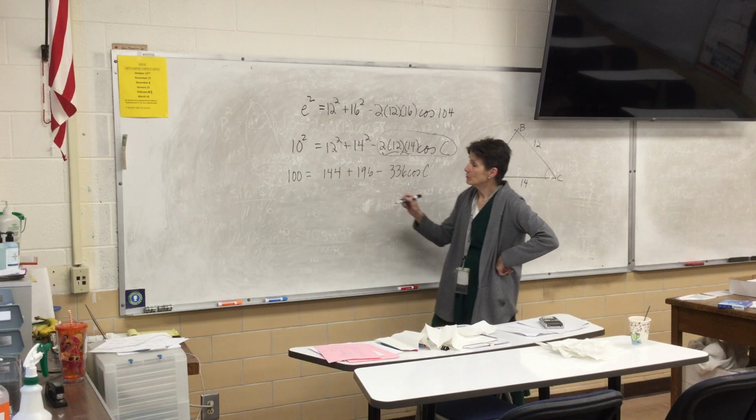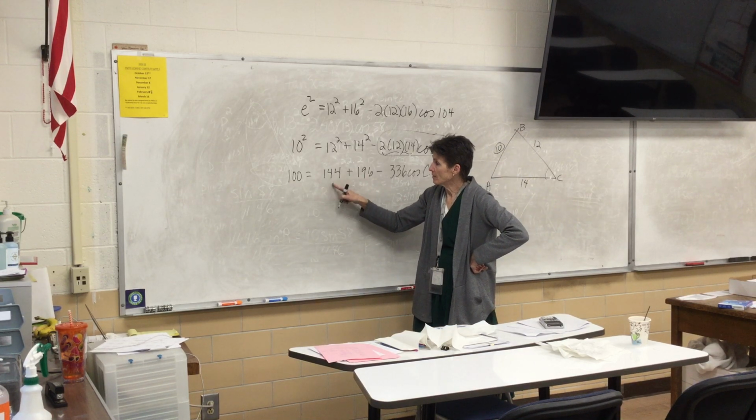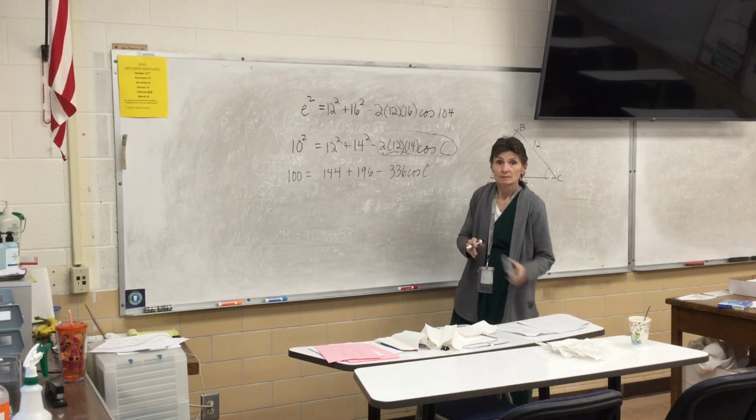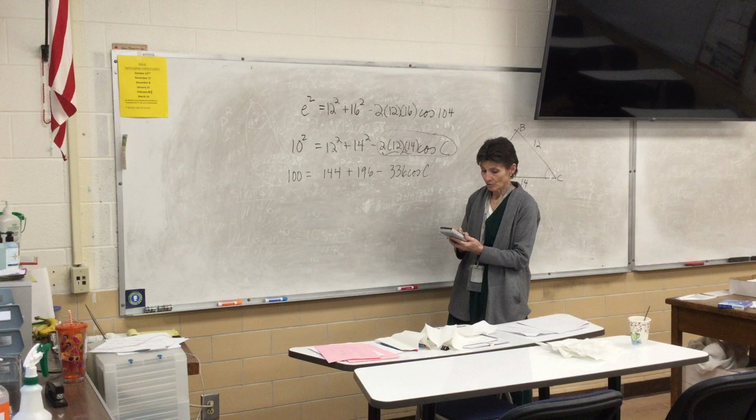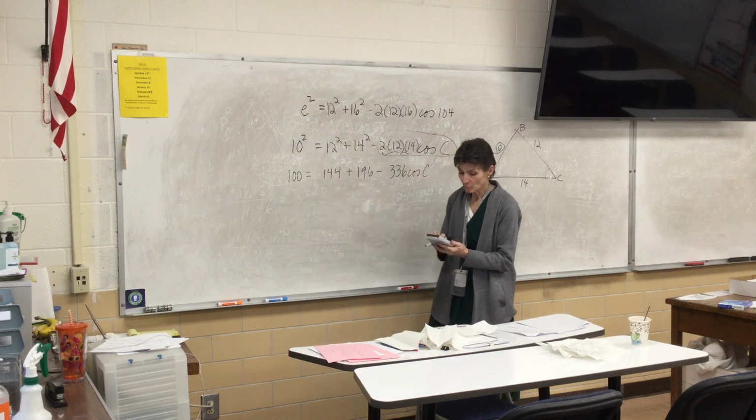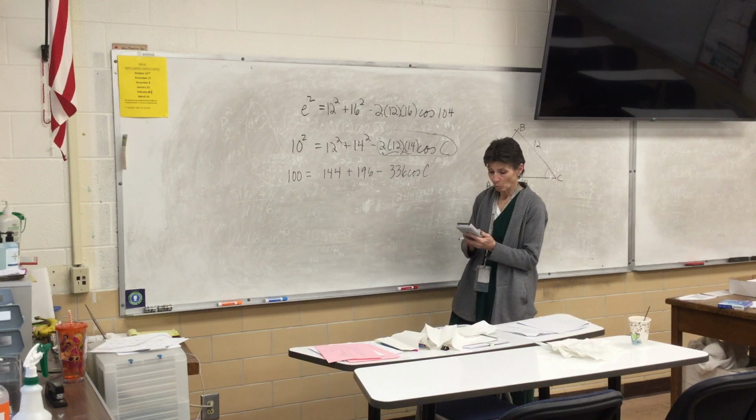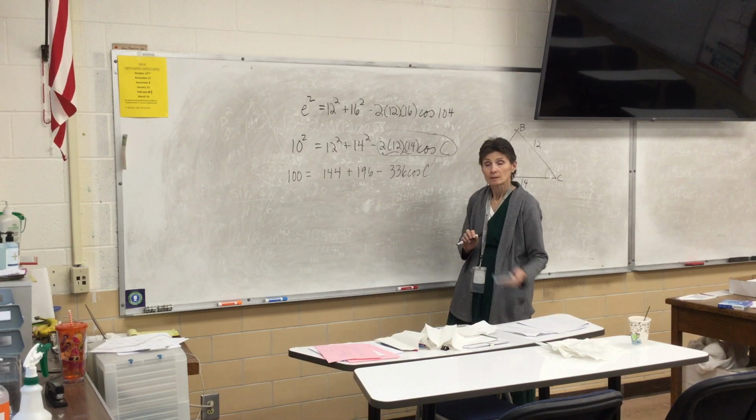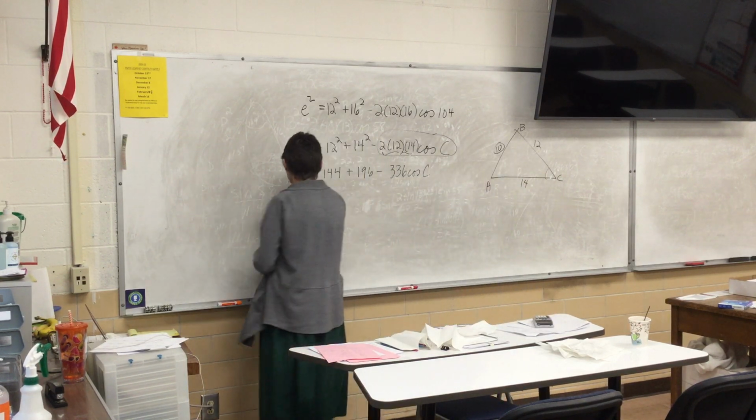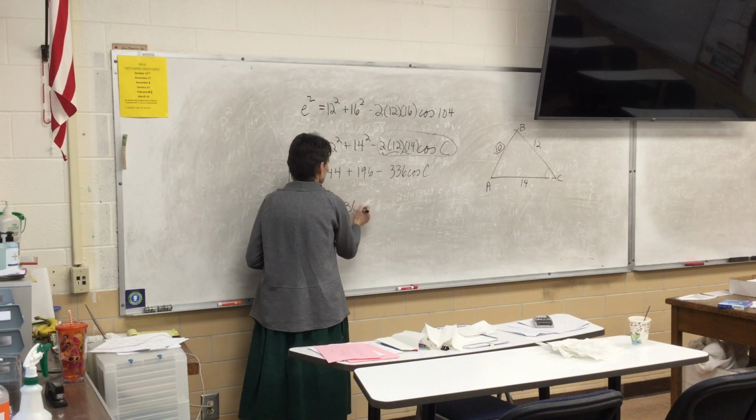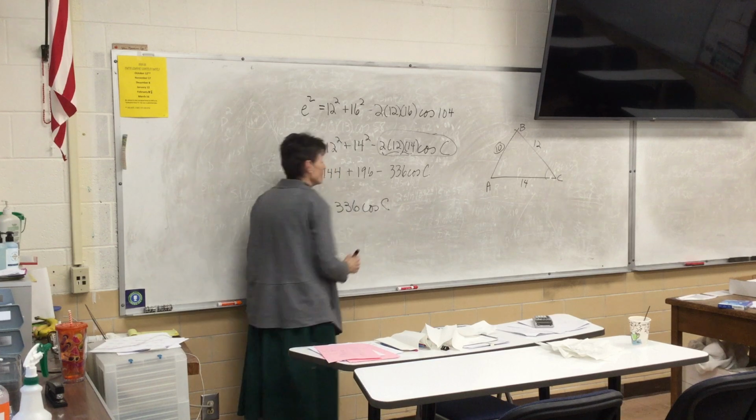Now, I'm going to move the 144 and the 196 to the other side. So I'm going to take 100, and I'm going to subtract 144, and I'm going to subtract 196. So now I have negative 240 equals negative 336 cosine C.